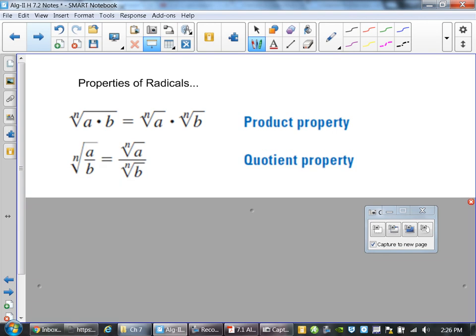Same deal with division. When you're working with division, we were able to split apart our fractions. You did this when you rationalized denominators, like number 2 on the test from yesterday, where you had the example of plus or minus the square root of 1/3, I believe.